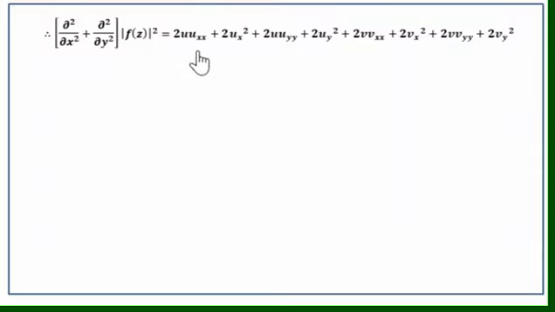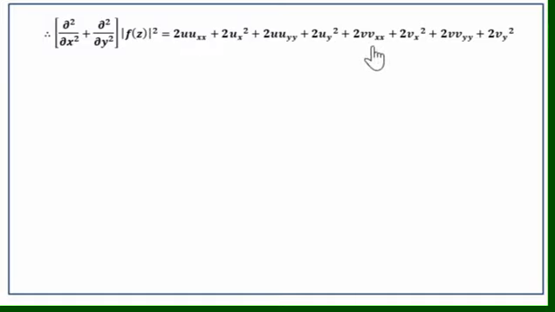So in the next step, the right hand side will be 2u uxx plus 2 ux square plus 2u uyy plus 2 uy square plus 2v vxx plus 2 vx square plus 2v vyy plus 2 vy square. Next, simplify the right hand side. Here, 2u is common in 2u uxx and 2u uyy, so we can take 2u outside the bracket and write 2u into uxx plus uyy.